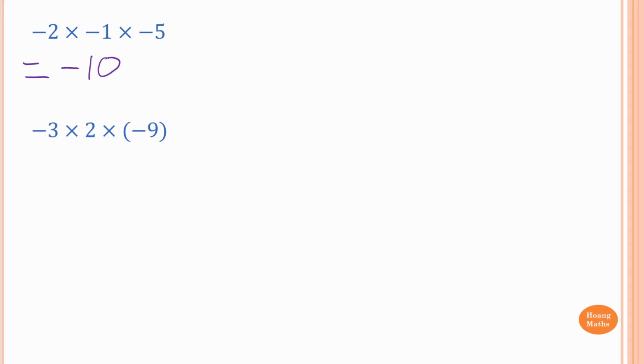Next one. So negative 3 times 2 times negative 9. So we have 1 negative and 2 negative numbers times together if you like. So even negatives, so the result should be positive. So therefore we just go 3 times 2 is 6 and 6 times 9 is 54. So the answer is positive 54 if you like.